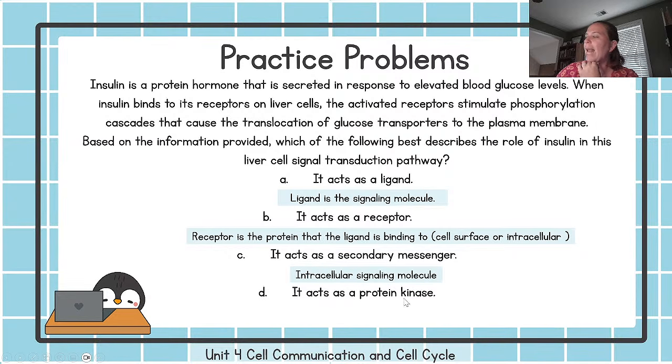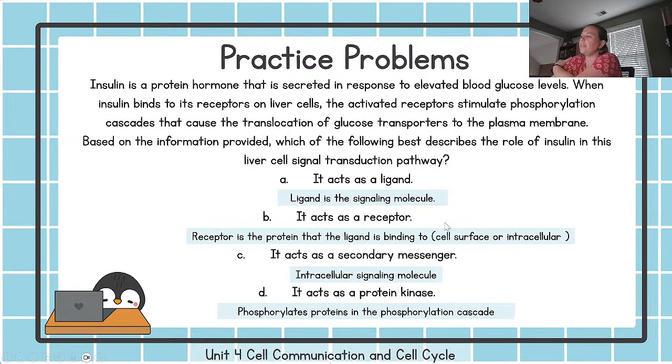And then D says it acts as protein kinase. Well, I saw protein kinases in the phosphorylation cascade. That's how we got the phosphorylation cascade. But again, the insulin is before we even get to this, right? Because it said the receptors stimulate the phosphorylation cascade. So the insulin isn't part of that process, and I don't think that it's D either. So that tells me that the answer, of course, would be A.